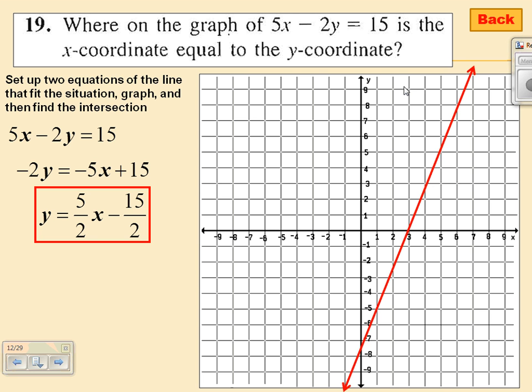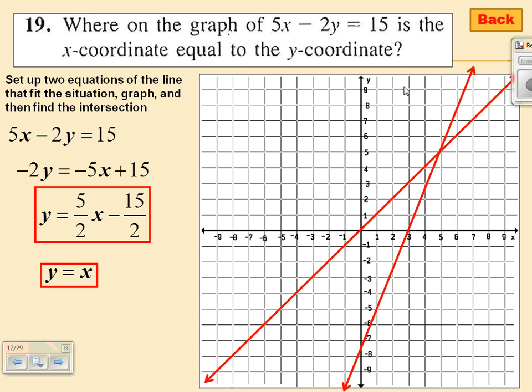So where is my second line coming from? My second line is going to be coming from the information in number 19, where it says the x-coordinate is equal to the y-coordinate. How would I write an equation for that? Well, does that basically mean y equals x? Can you draw a line for y equals x? Yes, you can. It looks like that, where the slope is 1 and the y-intercept is 0.